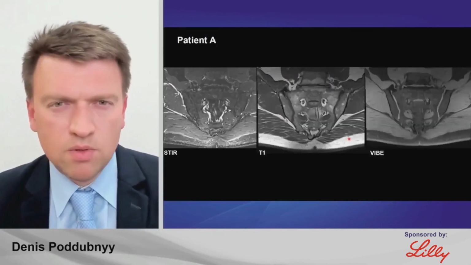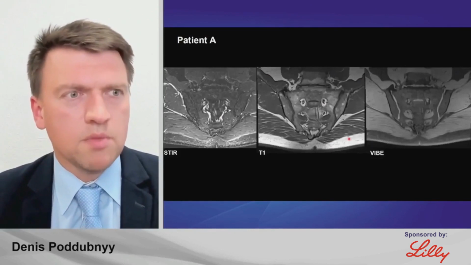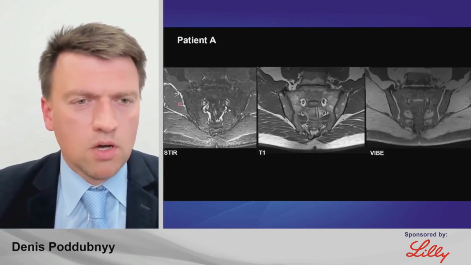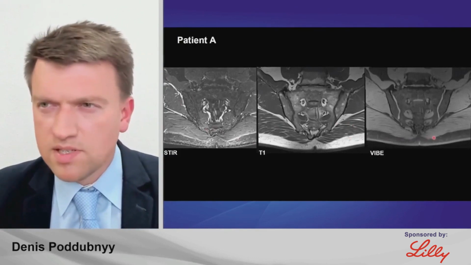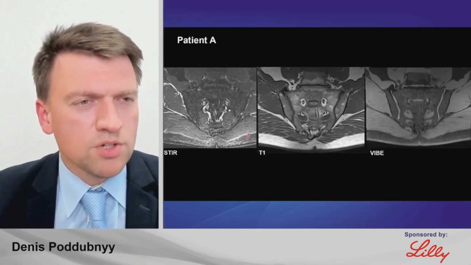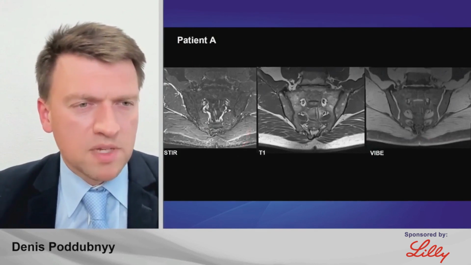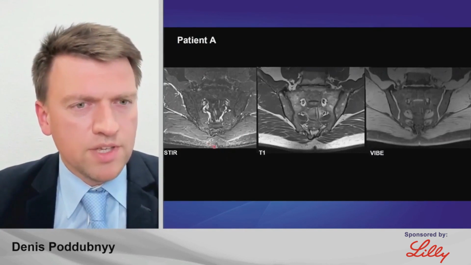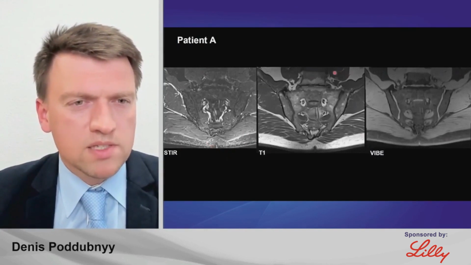So let's have a look at the images of our patient. Here you see all 3 sequences as I presented. So here you have STIR, the inflammation-sensitive sequence. So please have a look at this. Look for potential inflammation here. Then we have the T1 weighted sequence.